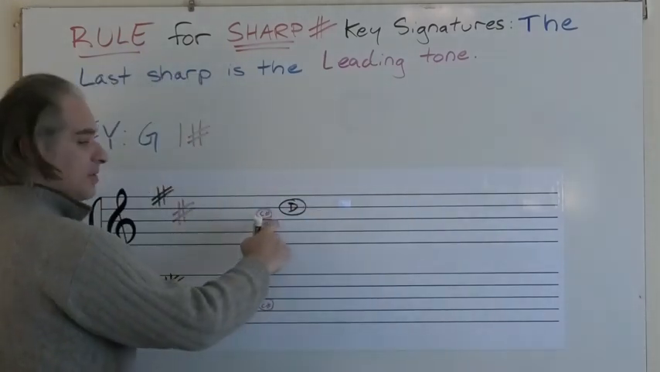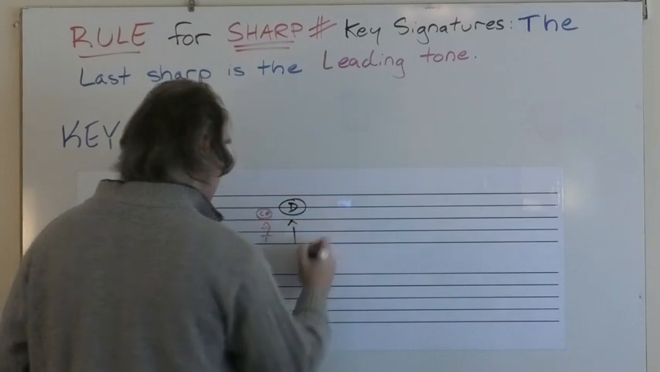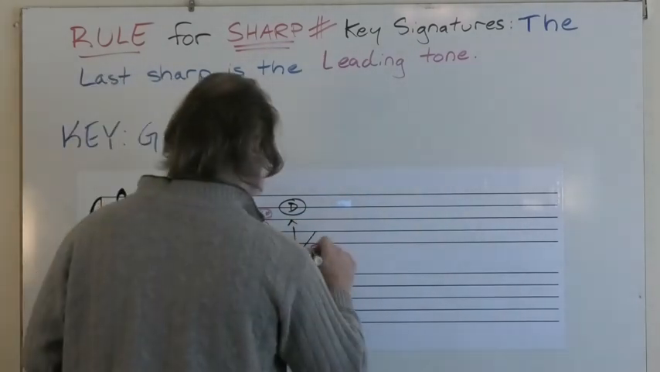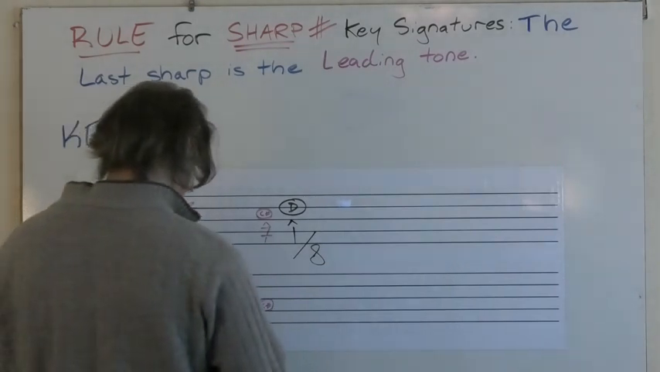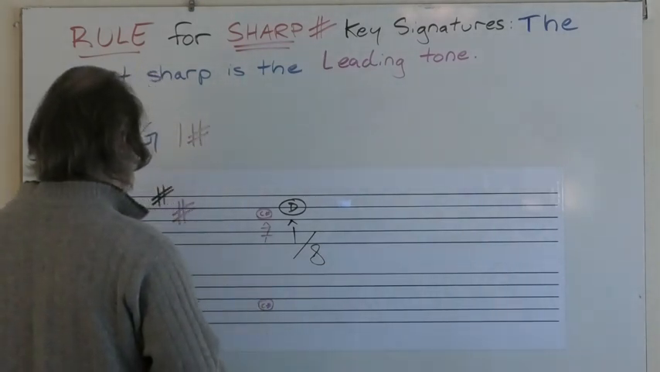So if C sharp is the leading tone, D is the first scale degree, or 8, right? So what key are we in? If you see 2 sharps, what key are we in? D. Yes. Good. See, it's worked.